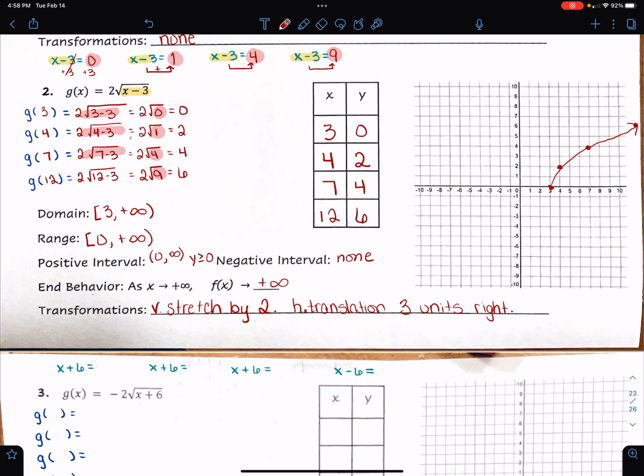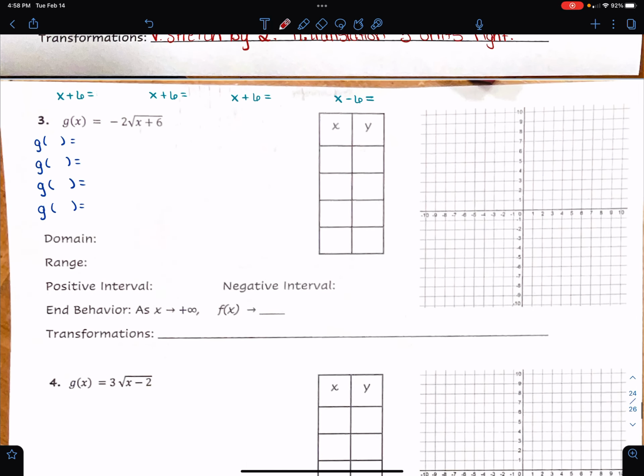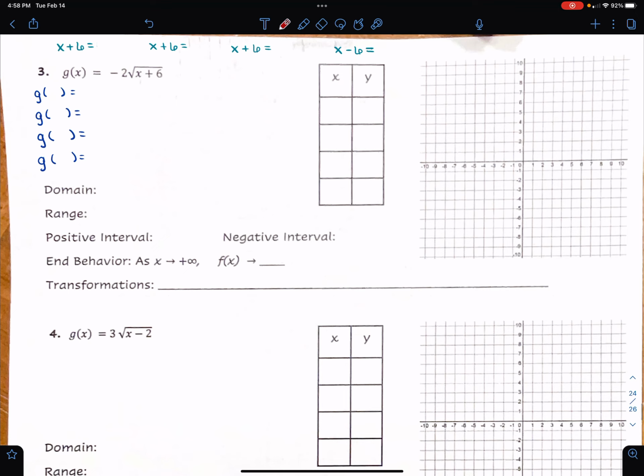Okay, let's go on and do our next example. So number 3, I have taken the radicand of x plus 6, and I am going to set it equal to 0, 1, 4, and 9. Okay, I'm going to subtract 6 from the opposite side. So 0 minus 6 gives me negative 6. Subtract 6 here. 1 minus 6 gives me negative 5. Subtract 6 here. And 4 minus 6 gives me negative 2.